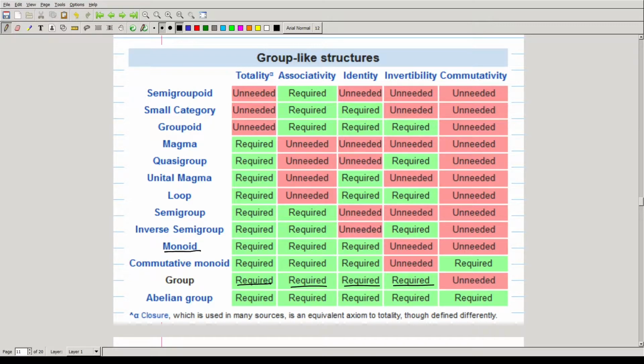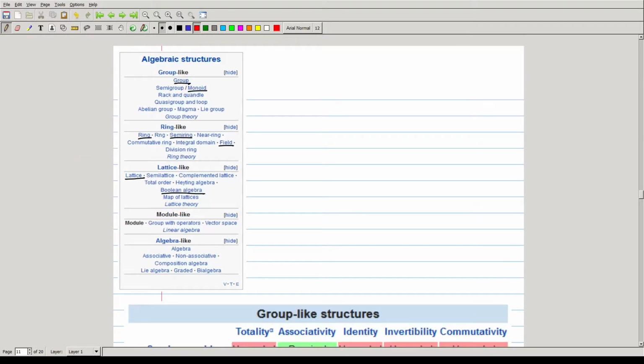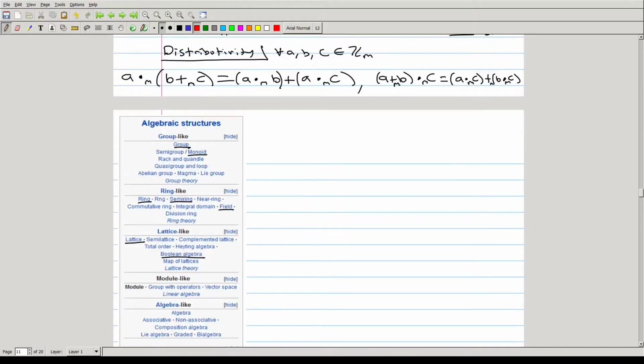What we're also going to see, and this is important for defining a ring, is that a monoid is like a group, but with the condition of invertibility removed. So we don't necessarily need to have inverses of elements in a monoid. And we have a nice diagram here that is expressing this.